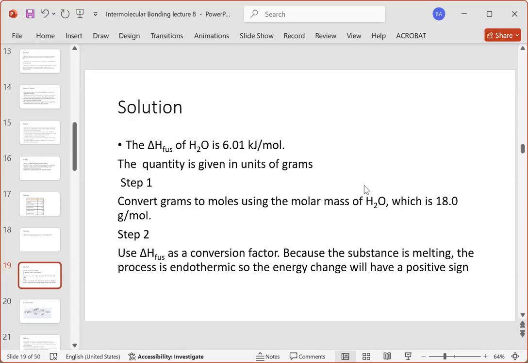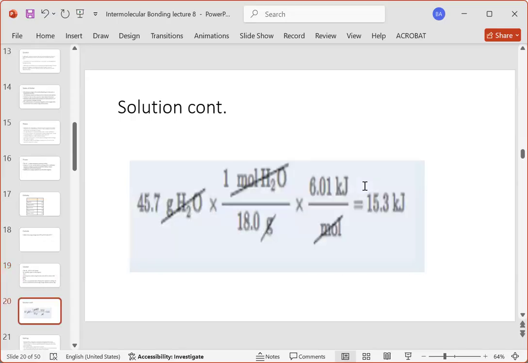Then you multiply by it, like this: 45.7 grams of water times 1 mole of water per 18 grams per mole, times 6.01 kilojoules per mole. All right. Then in all, you have 15.3 kilojoules.